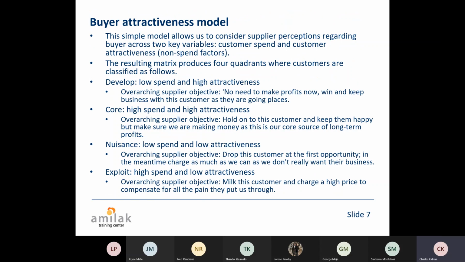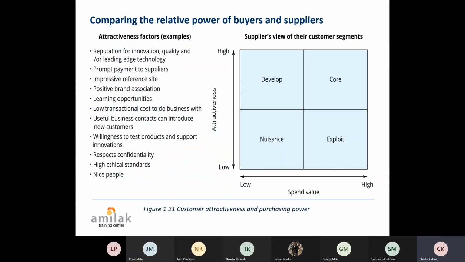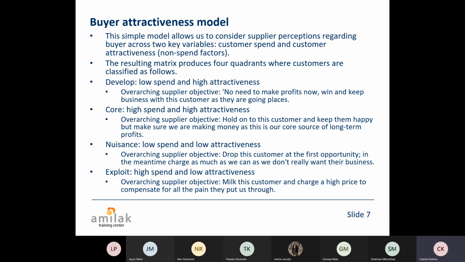There is a buying model, what you call the buyer's attractiveness model, that has been developed. The matrix produces 4 quadrants where customers are classified as follows. One is develop, which means low spend but high attractiveness. Me as a buyer may be having very small business with them, but there is potential for me to grow. Then you have core, where you have high spend and high attractiveness, and then you've got some nuisance buyers who are low spend and low attractiveness.